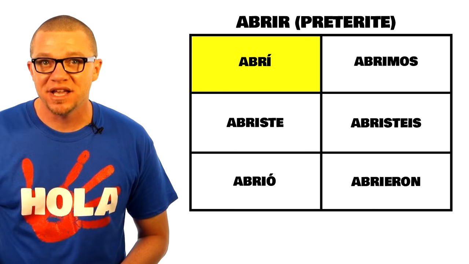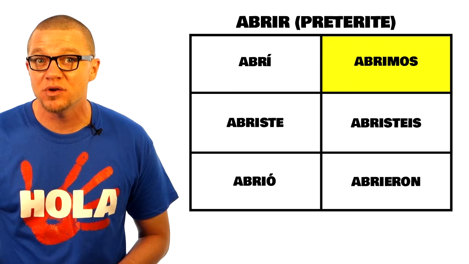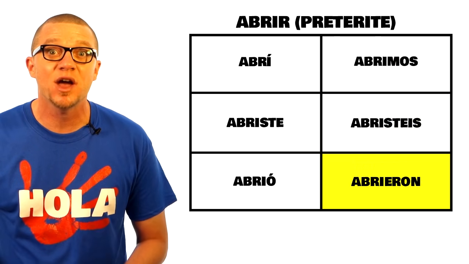I opened is abrí. You opened is abriste. He opened is abrió. We opened is abrimos. You both opened is abristes. They opened is abrieron. Cool? If you just focus on one pattern at a time, it's really not that bad.